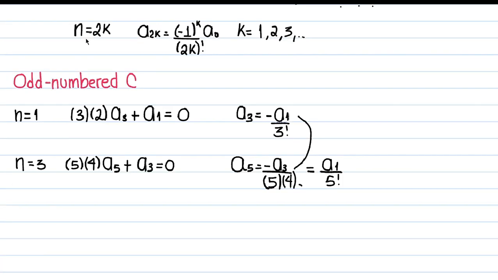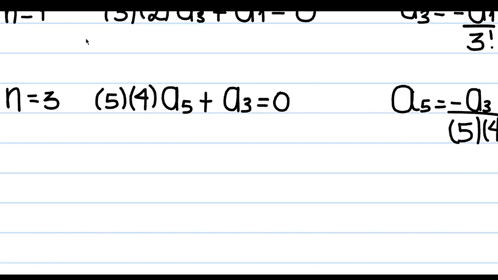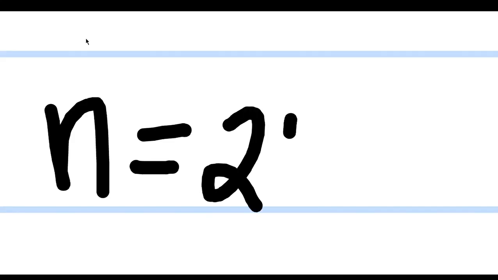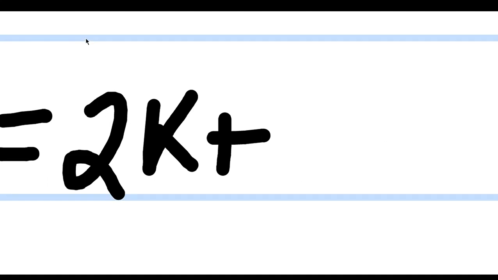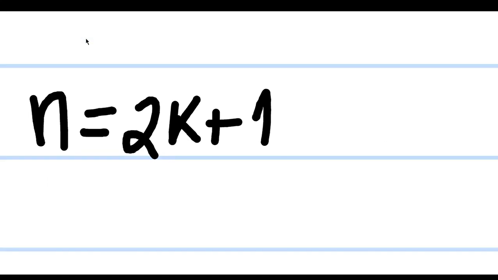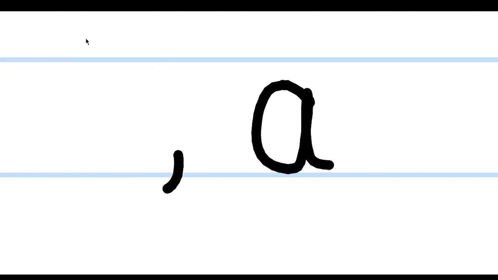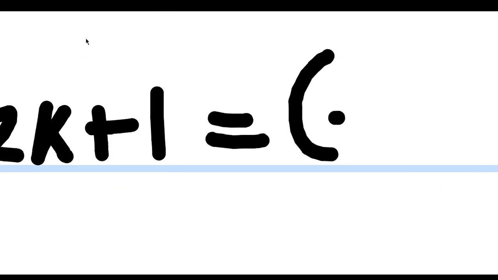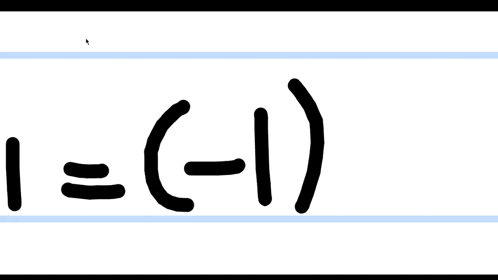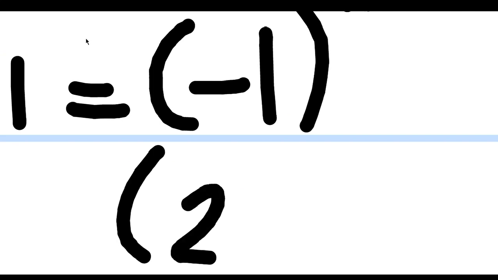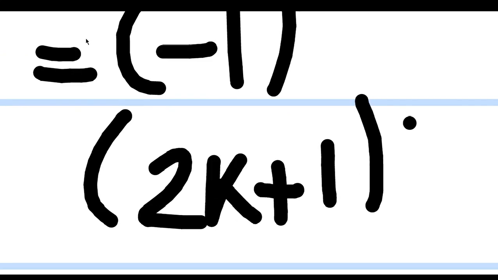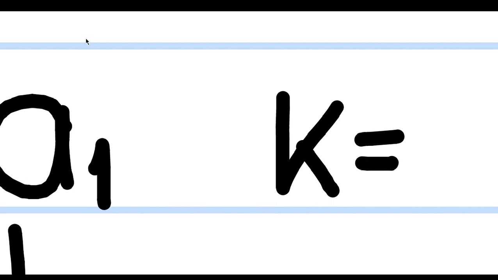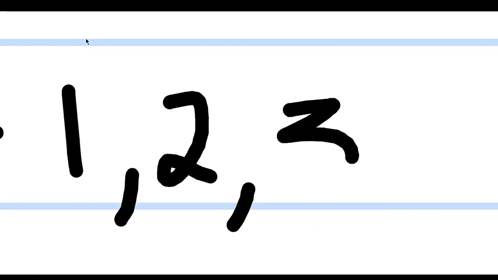These results suggest that, in general, if n is equal to 2k plus 1 for the odd-numbered coefficients, then a sub 2k plus 1 is equal to minus 1 to the power of k over (2k plus 1) factorial times a sub 1, where k is equal to 1, 2, 3, and so forth.